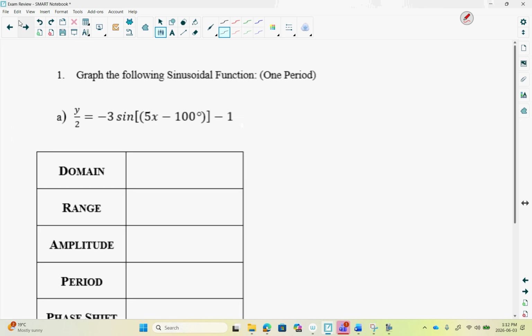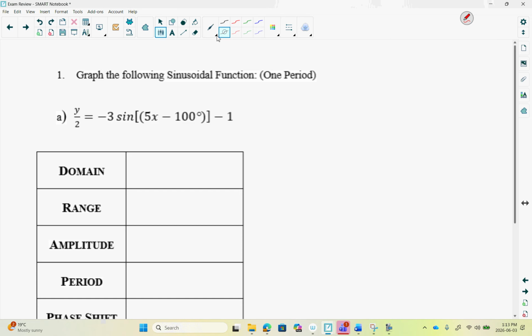Question number 2 from chapter 5. This is also a chapter 5 question. It says graph the following sinusoidal function. They just want to graph one period. So I'm going to put this in standard form. I'm going to pick out A, B, H, and K. I'm going to make a mapping rule. And then I'm going to transform my key points. And I'm going to fill in this chart.